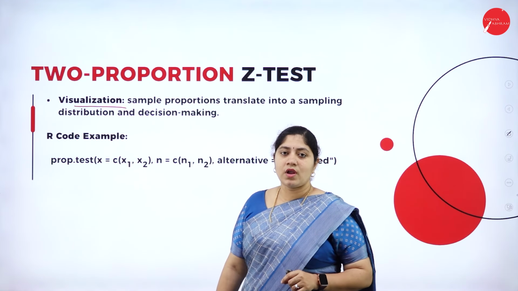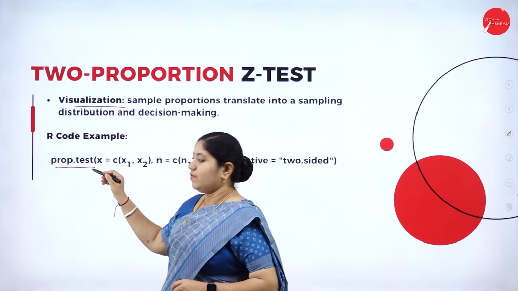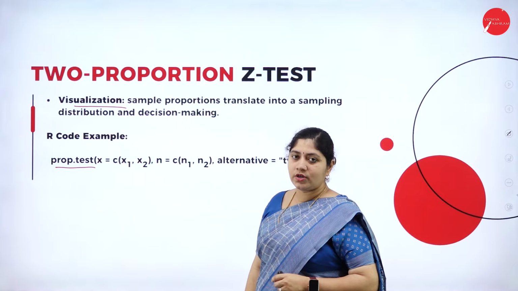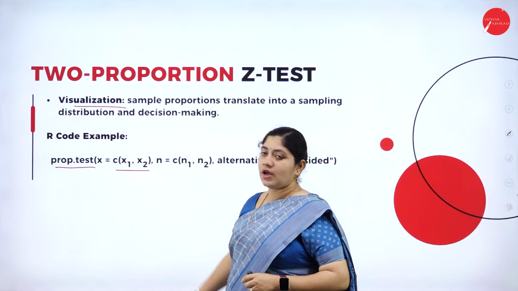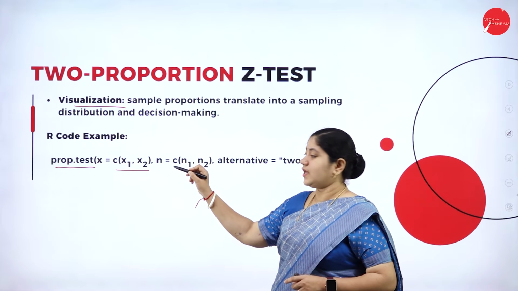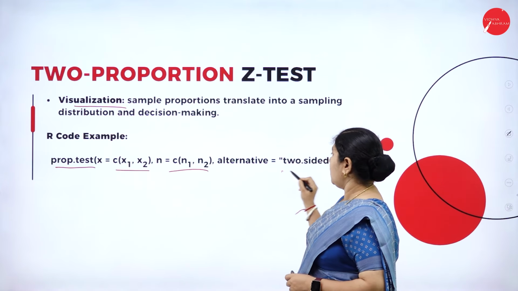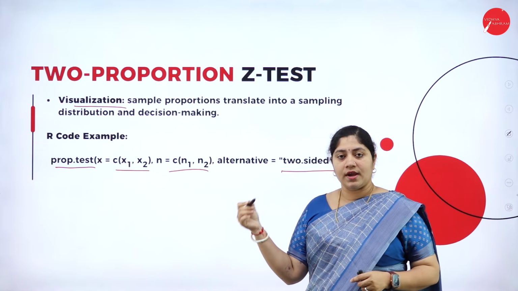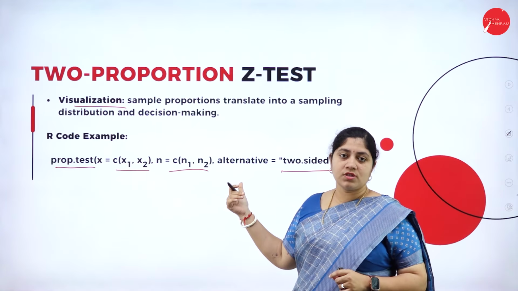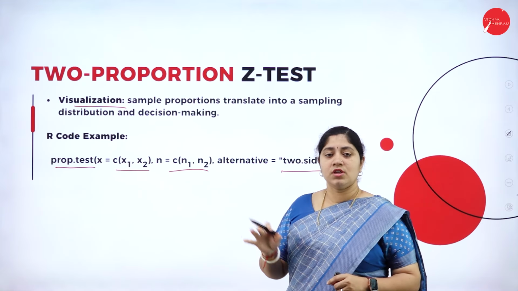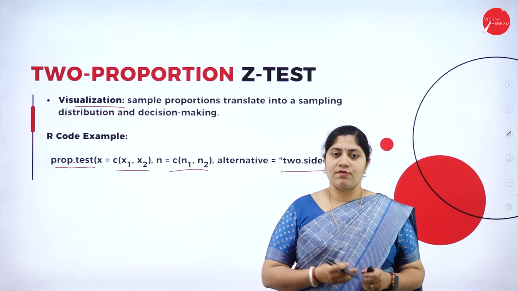So let's see a small R code with respect to our visualization. We will be considering proportions dot test followed by the samples, that is c of x1 comma x2, and we are assigning n with a vector n1 comma n2, followed by alternative, that is two-sided. So we will be doing this R proportions test representation on both sides. So this is a small example with respect to our language.